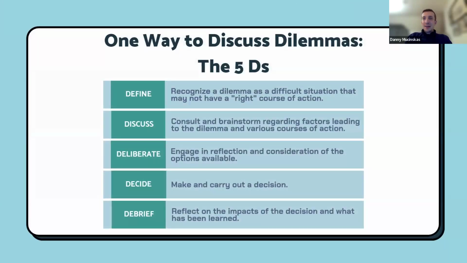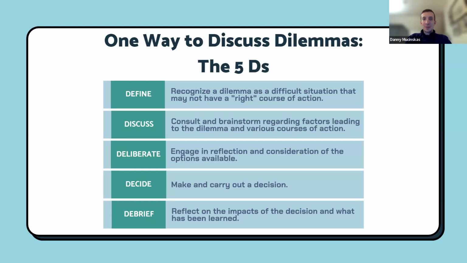So now we wanted to dive into some discussion ideas or protocols that can help in talking about dilemma discussions or dilemma situations with your students. So one way to do this is what we would call the 5Ds, which is a series of lenses that we have developed at the Good Project. So those are define, discuss, deliberate, decide, and debrief.